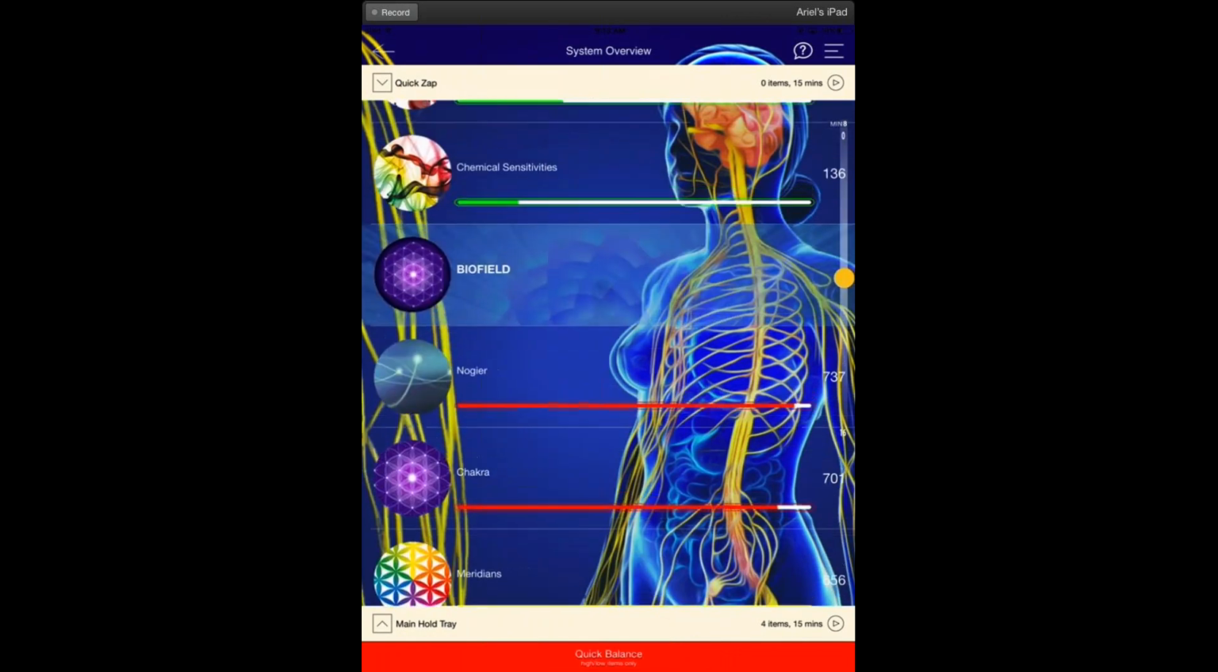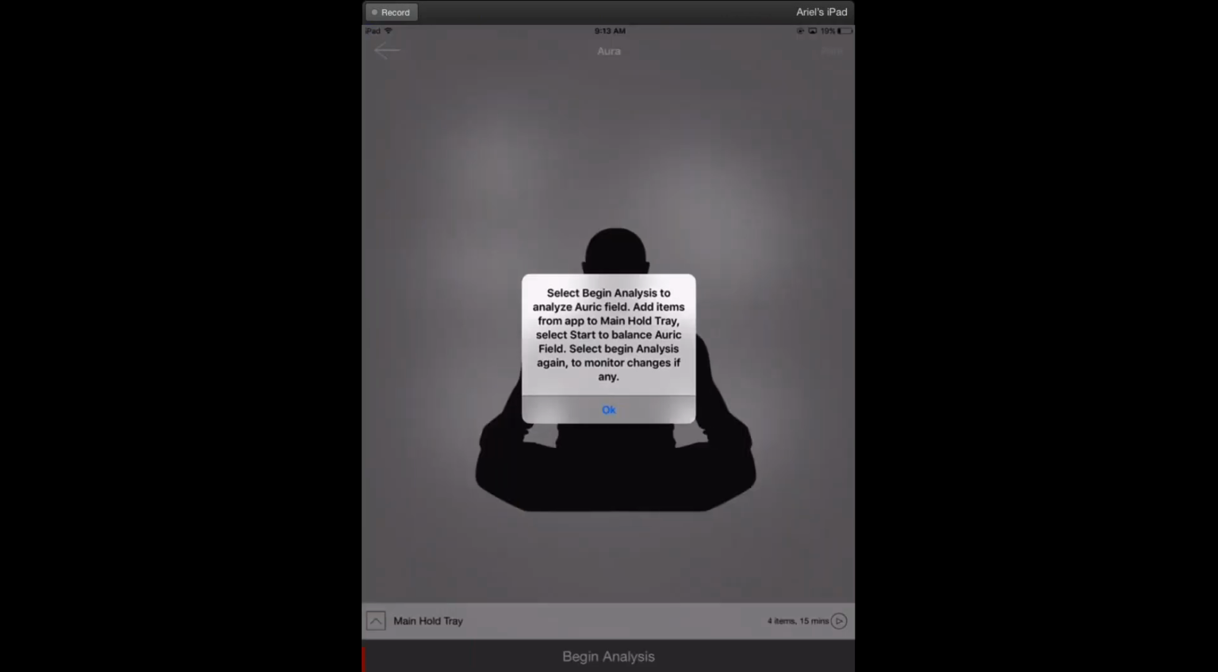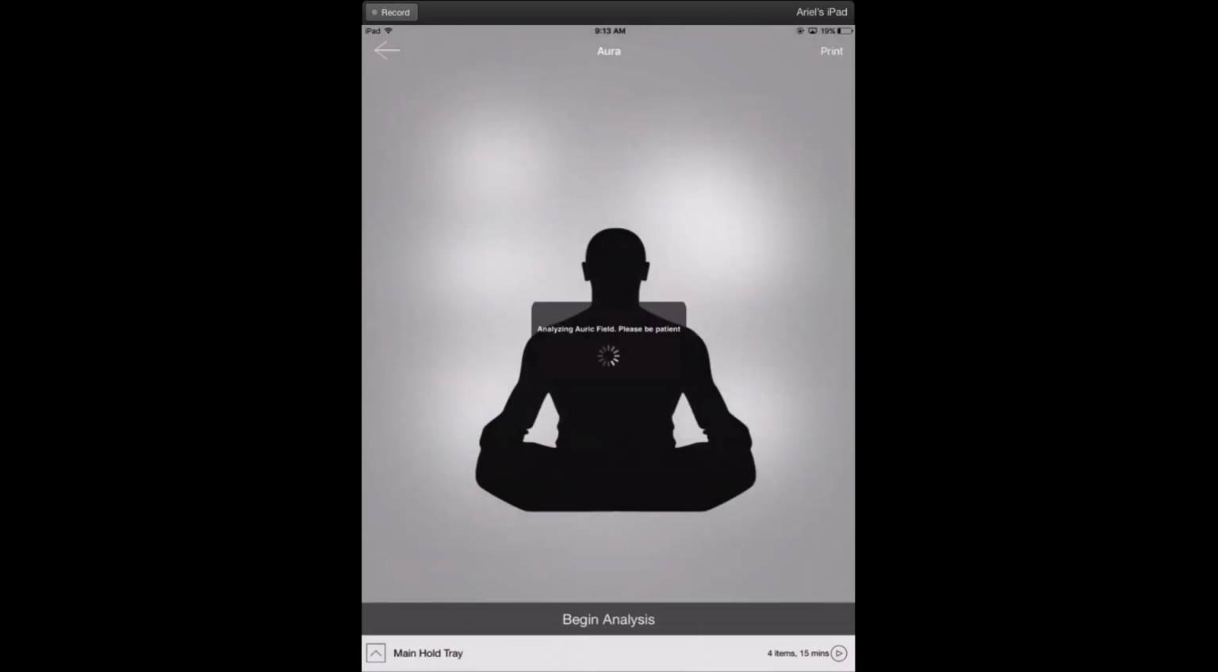Let's just take a peek at the aura in the beginning, and then we'll come back to it later. So we'll take a picture of it, and then we'll come back and look at it afterwards. You can do this with your client as well, or for yourself, to see how it shifts and changes during the session.